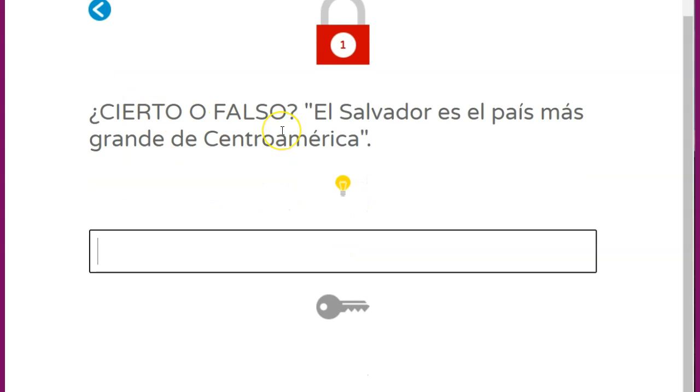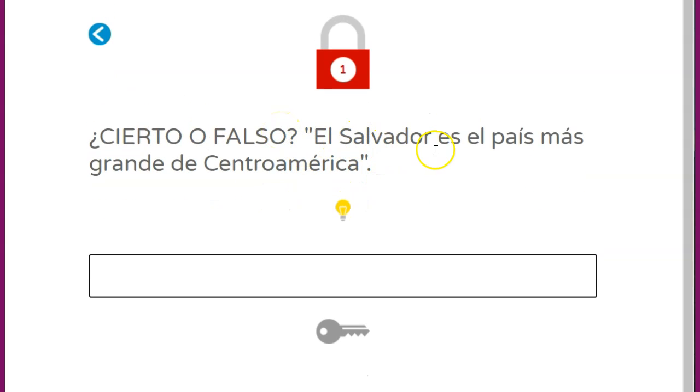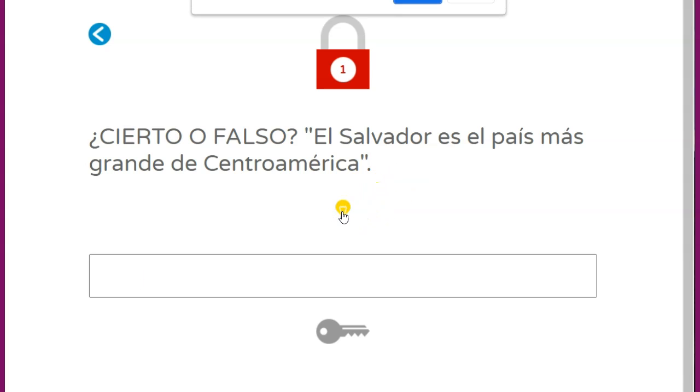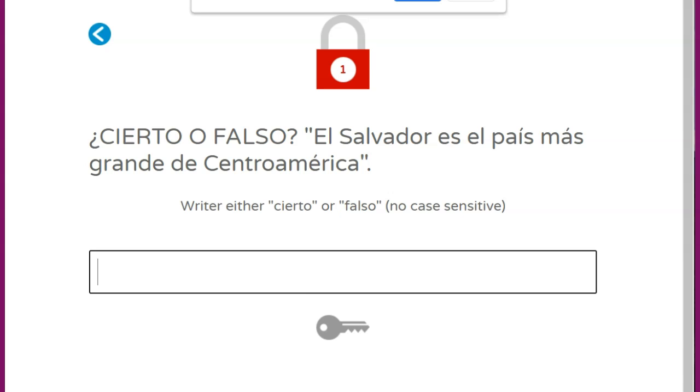You have a cierto falso question. So El Salvador es el país más grande de Centroamérica, and you write here cierto or falso according to what you are reading. You can click this light, and it's going to ask you if you are sure you want to show the hint for this clue, and you can click yes, and here you have some hints. So I'm giving you hints about your answers, and you have to put the right answer in order to open the lock.